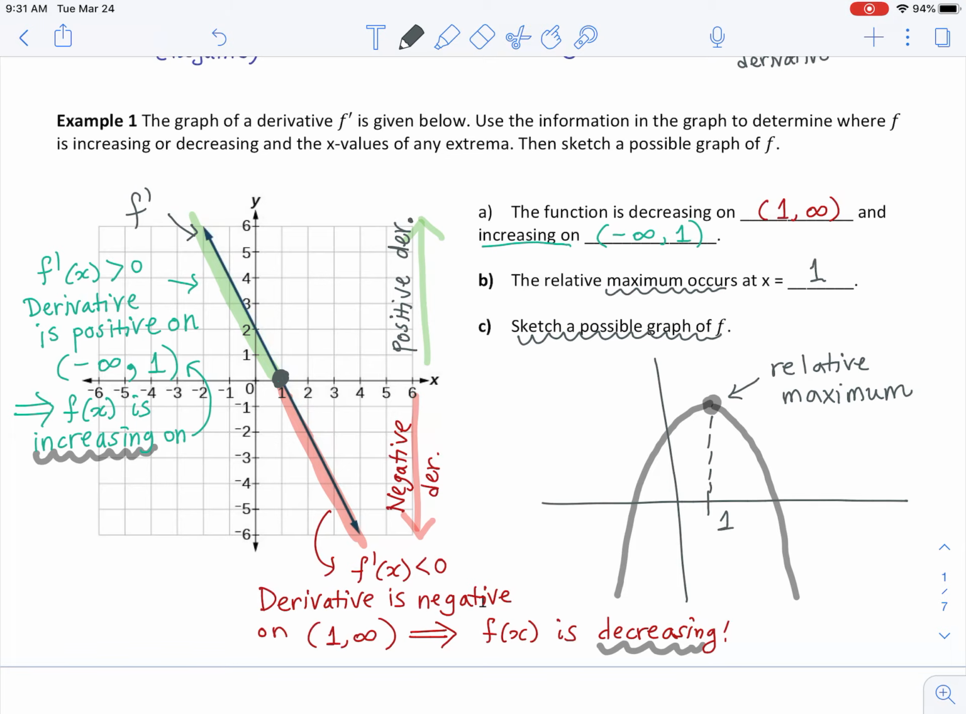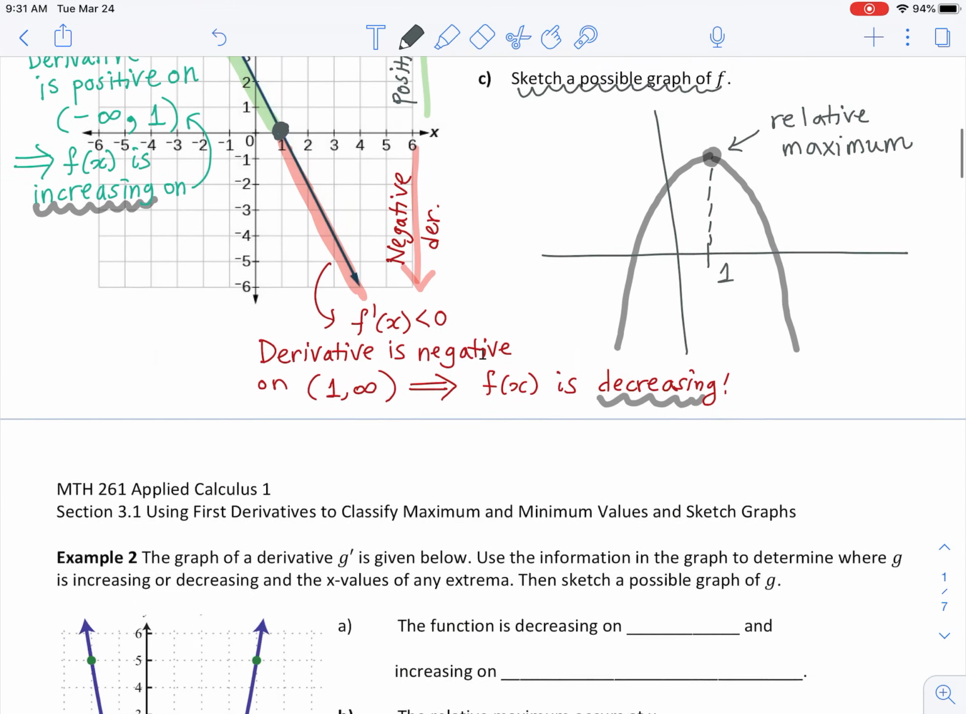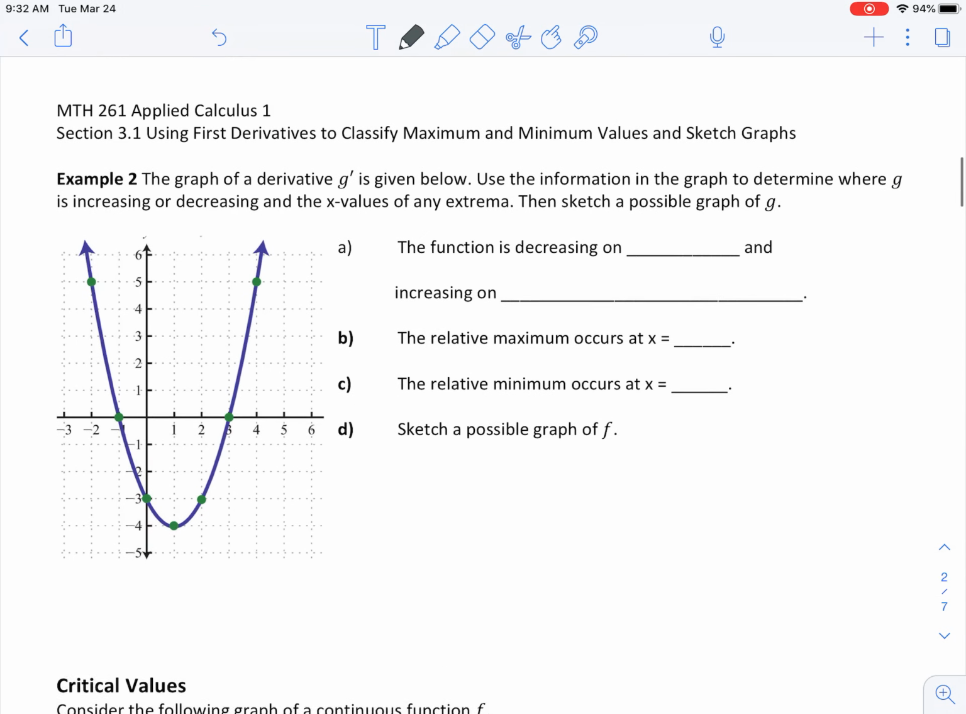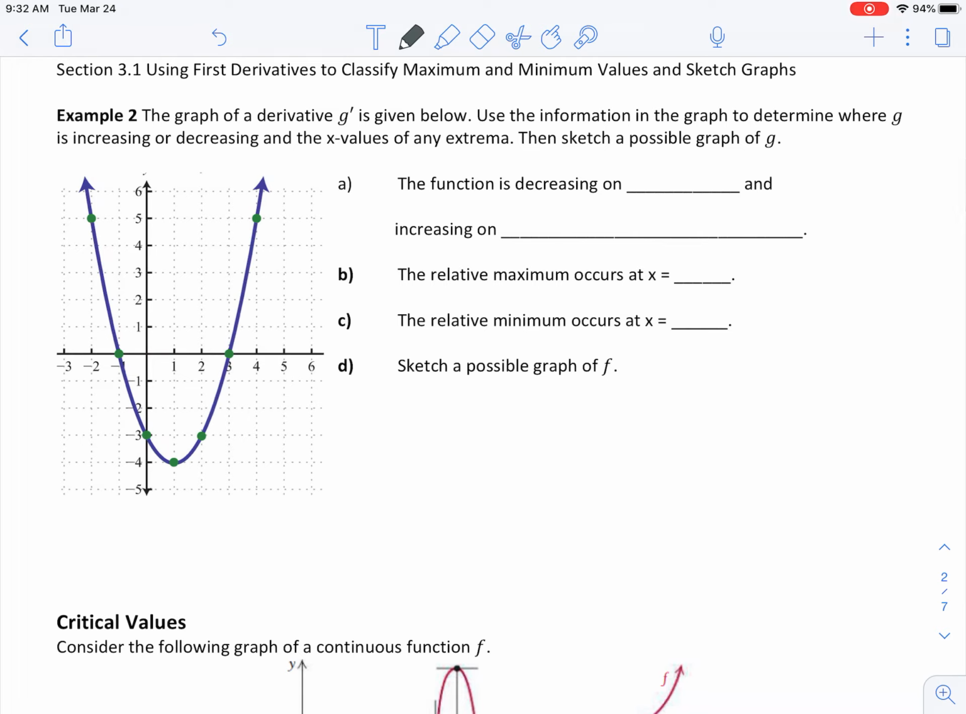Let's try one more that looks very similar, but I'm going to give you a g prime of x that looks like a quadratic. All right, take a look. The graph of the derivative g prime is given below. Guys, this is not g of x, this is g prime of x. Okay, that's the derivative function. Use the information in the graph to determine where g is increasing or decreasing and the values of any extrema, then sketch a possible graph of g.